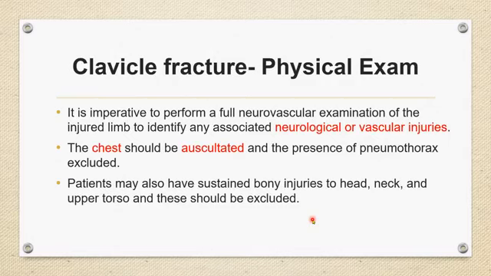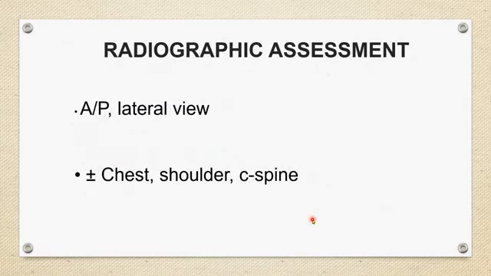And another important thing is that you must auscultate the chest to see whether the patient has any concomitant chest injury or not. Okay, that is, you have to exclude if the patient has any pneumothorax or any other chest injury condition. Okay, you must evaluate that, and you have to also evaluate other bony injury if the patient has any high velocity injury that causes the clavicle fracture. That is, you have to examine the head, neck, the upper torso. This should be excluded whether there is any type of injury present or not.